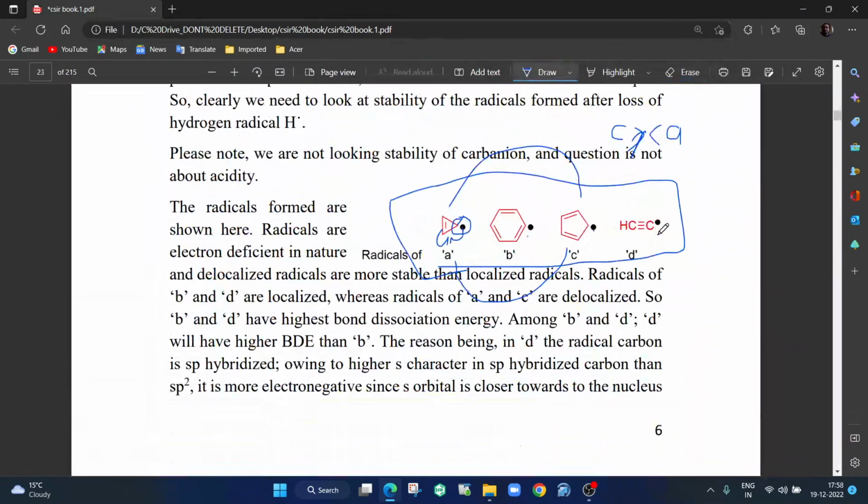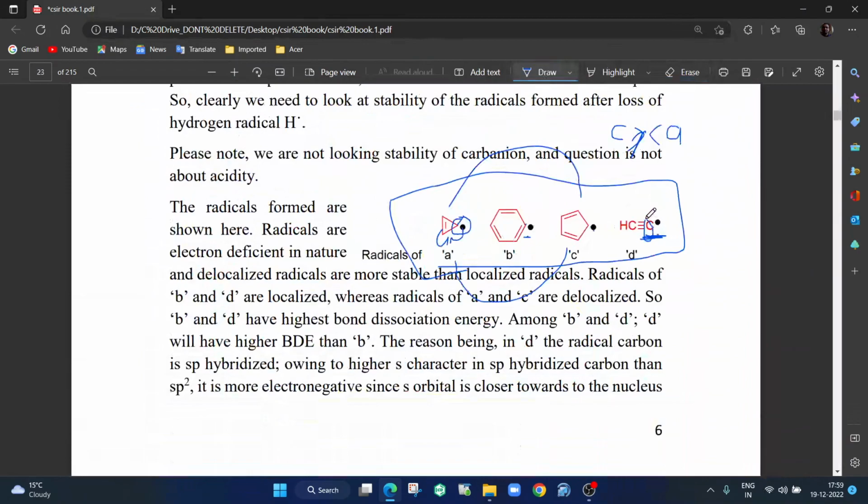Same is with this. So now we have to look at the carbon. This carbon is sp2 hybridized, this is sp hybridized. So you know sp carbon is more electronegative than sp2. Why? Because in sp carbon you are having 50% s character, whereas in sp2 you are having 33% s character. So this has more s character. You know, the s orbital is closer towards the nucleus than the p orbital. The s orbital is spherical in shape, so it has much more penetrative effect than the p orbital. So it is closer to the nucleus. That means the nucleus will feel more attraction, so it is more electronegative.